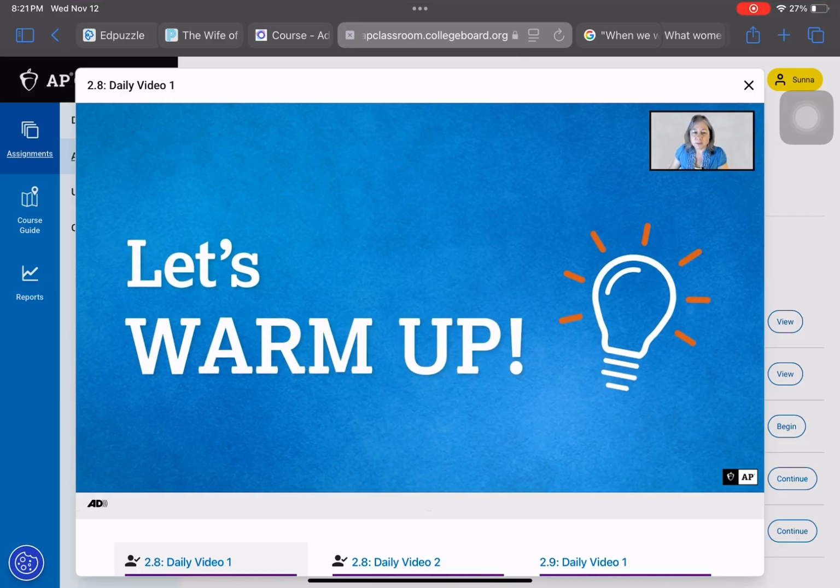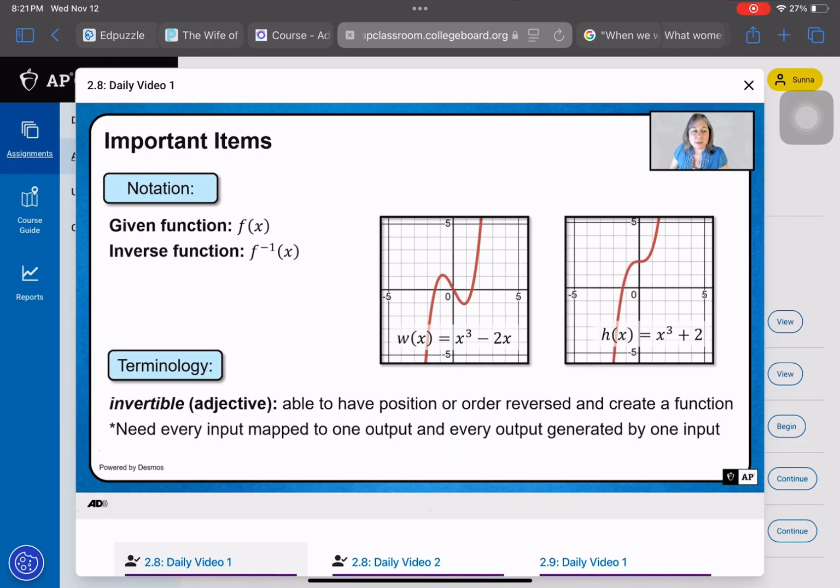So let's warm up. There are some important items we need to note regarding inverse functions. The first is notation. Given a function f of x, our inverse notation is captured by f with a -1 placed here of x. And our inverse function is a reverse mapping of the function that swaps input and output. We read this inverse notation as f inverse of x.